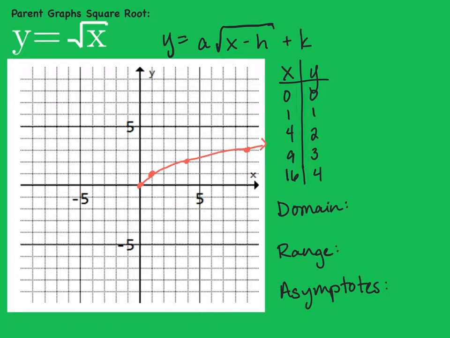I want to make sure to clarify the points that I expect you to have on there. The locator point, shoot, that's the one that I forgot to have you do. That right there is the locator point. I knew I forgot something in that intro video. And basically you can think of that in terms of the sideways vertex. The domain is x has to be greater than or equal to 0. Range, y has to also be greater than or equal to 0. And this does not have any asymptotes either.